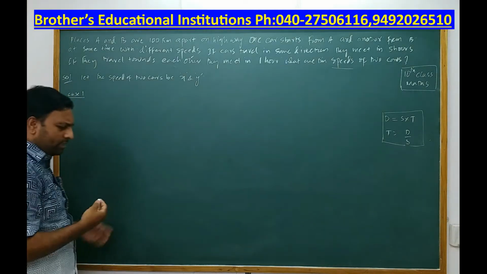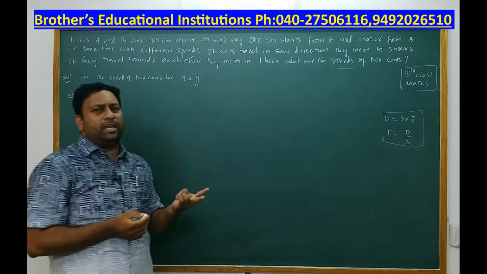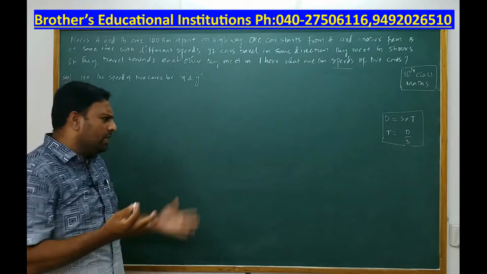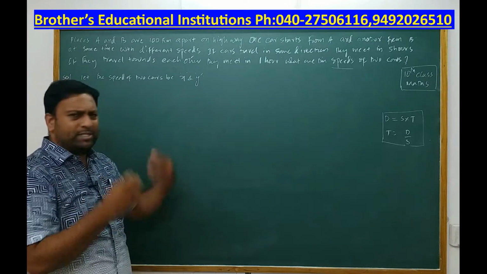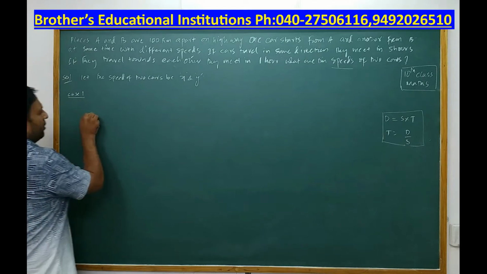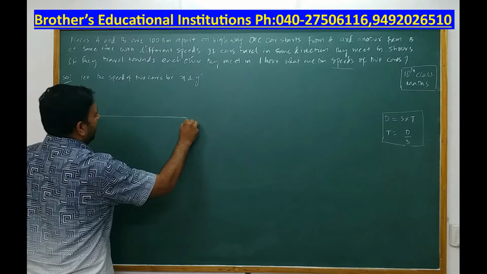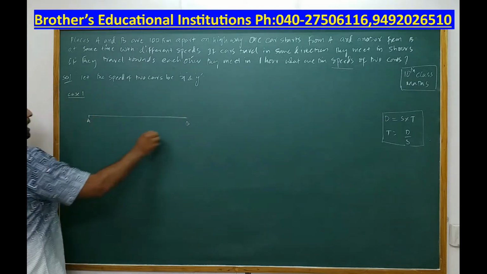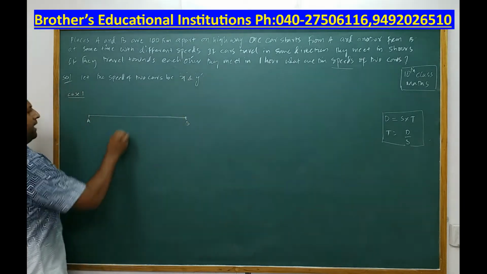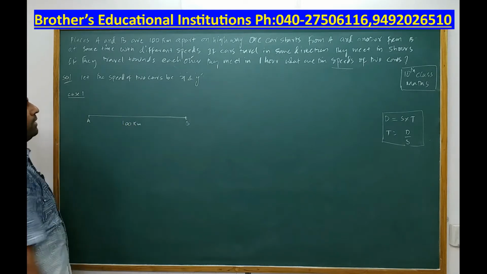Case 1. See, the idea is to frame linear equations. Two linear equations means a pair of linear equations. Then we will solve by the elimination method or by the substitution method. First, framing of the equation is important. Case 1. Now in case 1, you have two cars positioned at A and B. And what is the distance between these two points A and B? It is 100 kilometers.